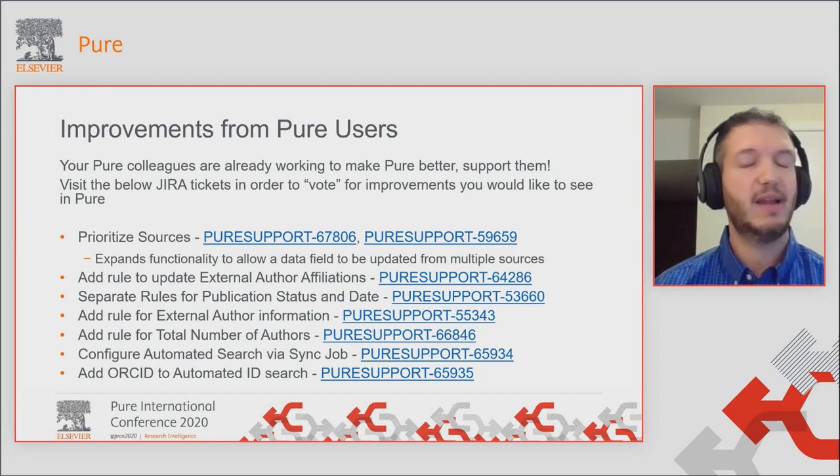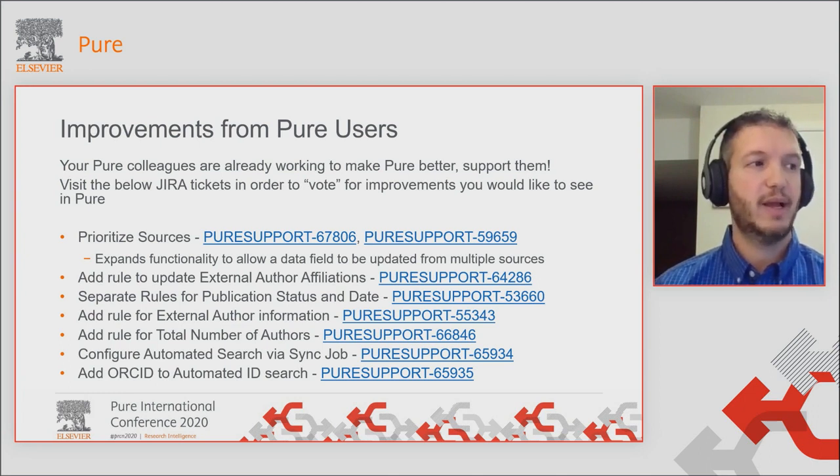Adding a rule to update external author affiliations. This is an interesting idea, which would allow an external author who has moved from one location or one organization to another to get updated. Separate rules for the publication status and dates. The dates may change or the status may change independently of one another, and therefore we might want to update that separately.